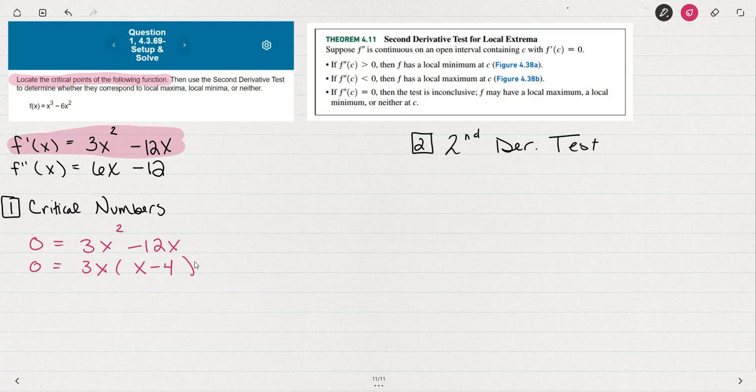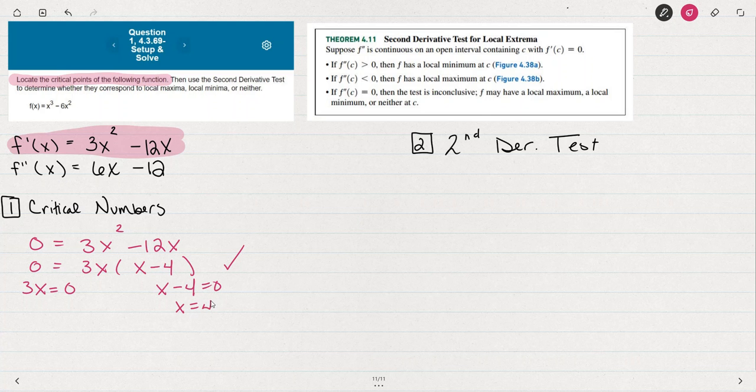And when I set that to 0 and factor, I get 3x times the quantity of x minus 4. I can double check that with FOIL. 3x times x is 3x squared. 3x times negative 4 is negative 12x, so it looks like my factoring is good. And then I can set each of these factors to 0.